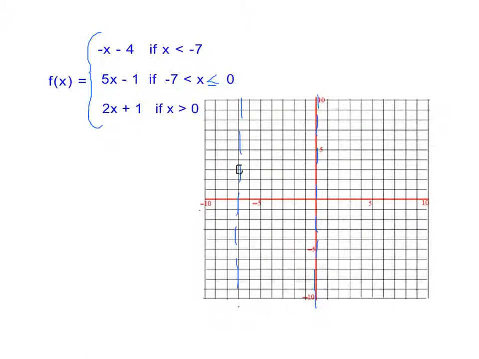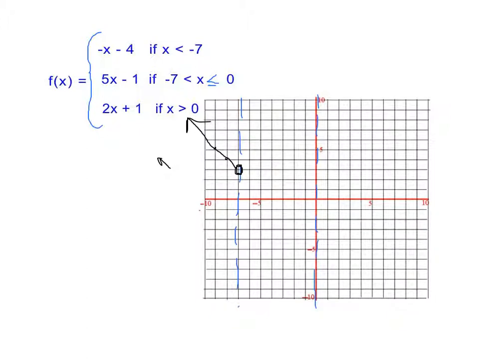But it doesn't include 3. So I'm going to leave an open circle, and then my slope is going to be a negative slope, so it's going to go this direction. So I'm going to go over 1, up 1, over 1, up 1, and go this way.